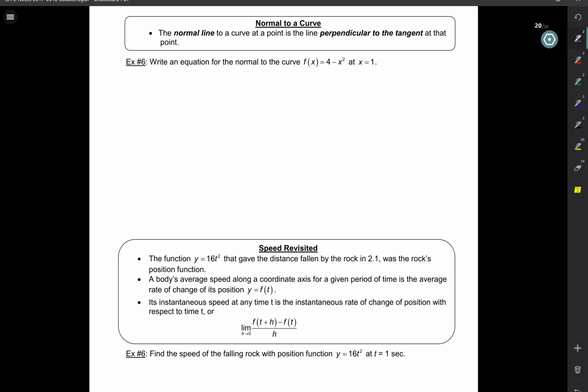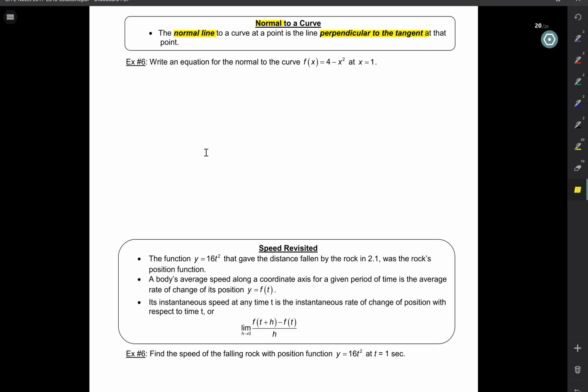What I mentioned last time at the very end was that this word normal has a different meaning in math. It doesn't just mean usual, okay? The normal line to a curve is the line that is perpendicular to the tangent at that point. So that's key. If you want the normal at a point, it's perpendicular to the tangent at that point.